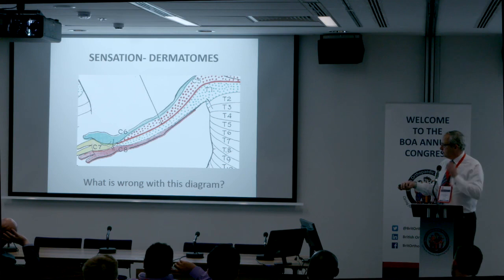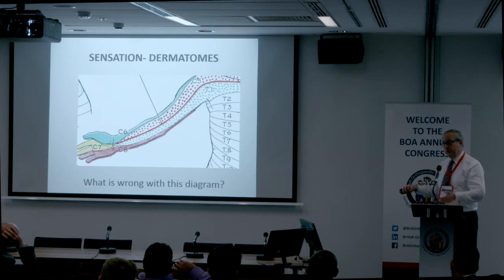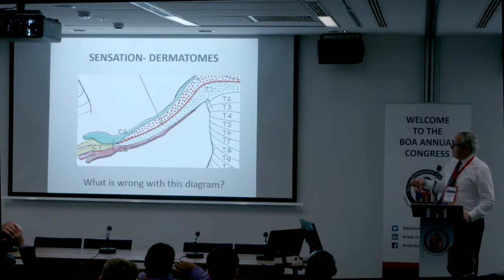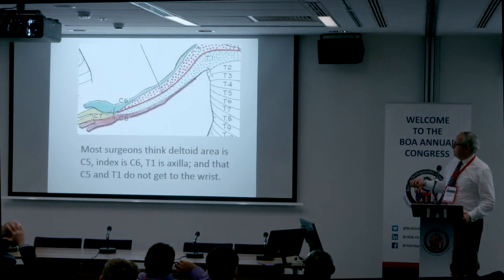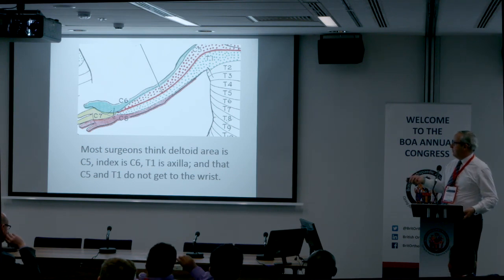Sensation in the dermatomes. So you've looked and you've felt and you've assessed movements, and you now come on to a neurological examination and other special provocative tests. So this is a diagram that I've got there, and these are some of the things. Most surgeons think the deltoid area is C5 and the index is C6. T1 is axilla, and C5 and T1 don't go to the wrist.